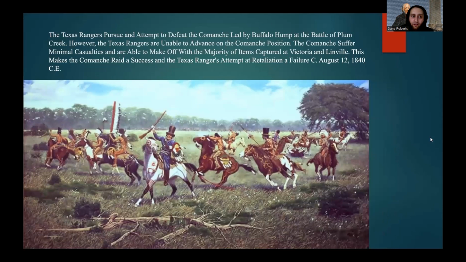In response, the Texas Rangers would attempt to defeat the Comanche led by Buffalo Hump and the other war chiefs at the Battle of Plum Creek. However, the Texas Rangers would be unable to advance on the Comanche position, with the Comanche suffering minimal casualties and being able to make off with the majority of the items captured at Victoria and Linville. This would make the Comanche raid a success and the Texas Rangers' attempt at retaliation a failure, with this battle happening specifically on August 12th, 1840 CE.